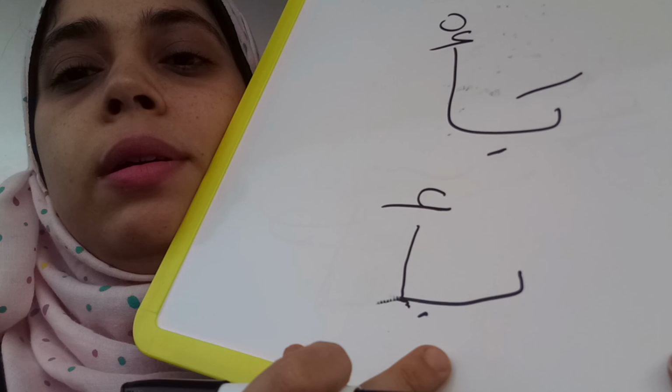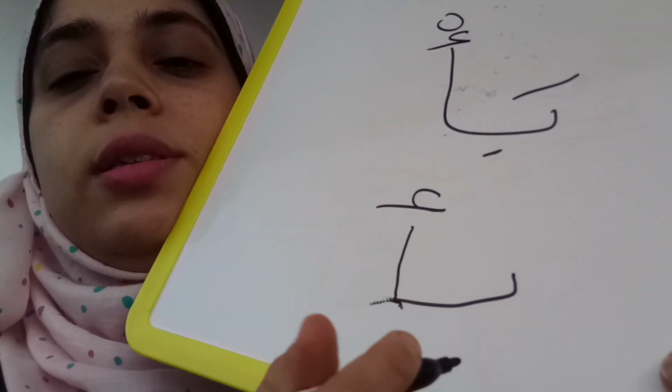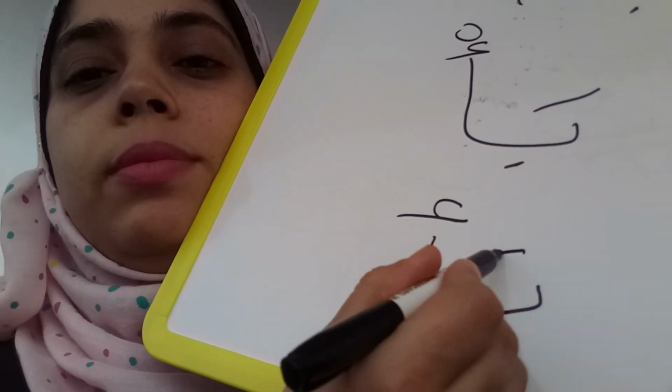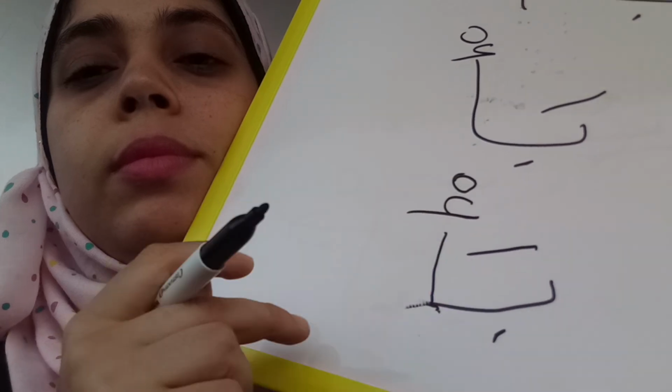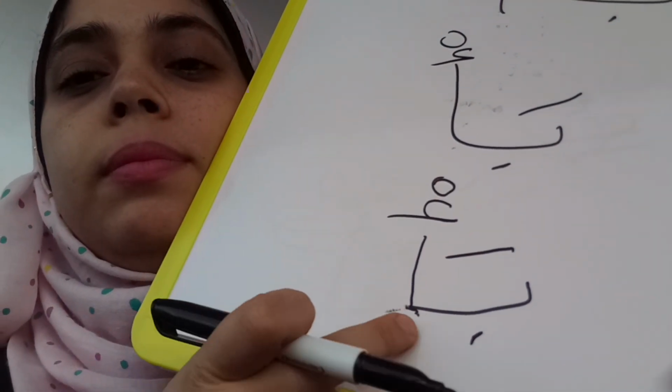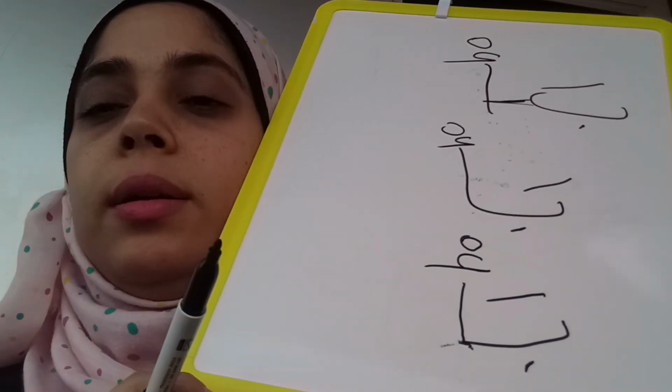Ba. Okay. Let's write this with harakat. Ba, bi, bu, ba. Okay, so this is the end of our lesson.